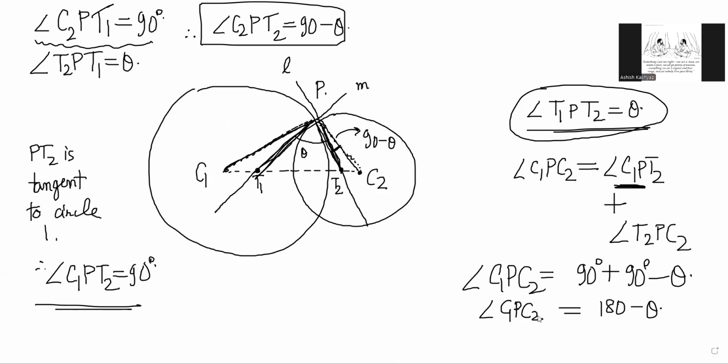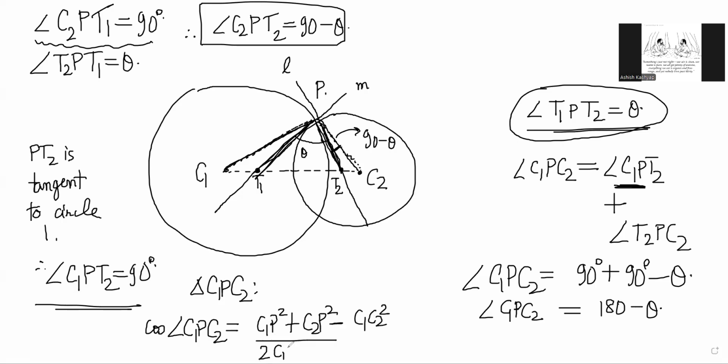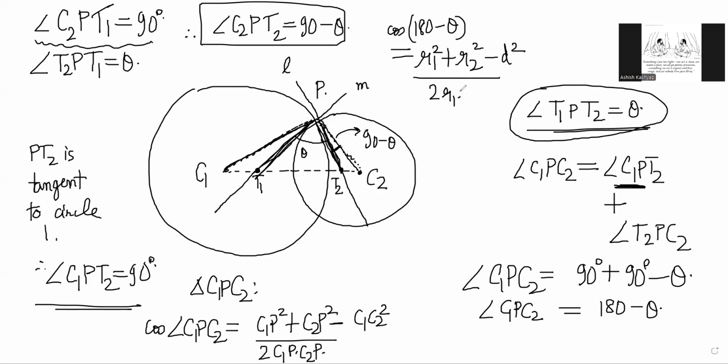Now we think of the triangle C1 P C2 and we will apply cosine rule in that triangle, right? In triangle C1 P C2, cos of angle C1 P C2 should be equal to C1P whole square plus C2P whole square minus C1C2 whole square by 2 C1P into C2P, right? So therefore, cos of 180 minus theta is equal to C1P is radius 1, R1 square plus R2 square minus D square, where D is the distance between the centers, by 2 R1 R2, right? And cos of 180 minus theta is equal to minus cos theta.